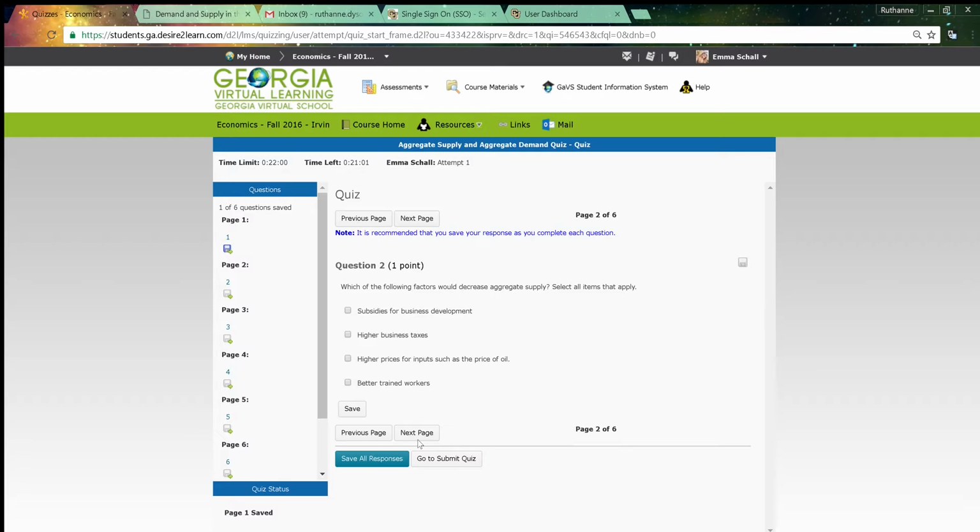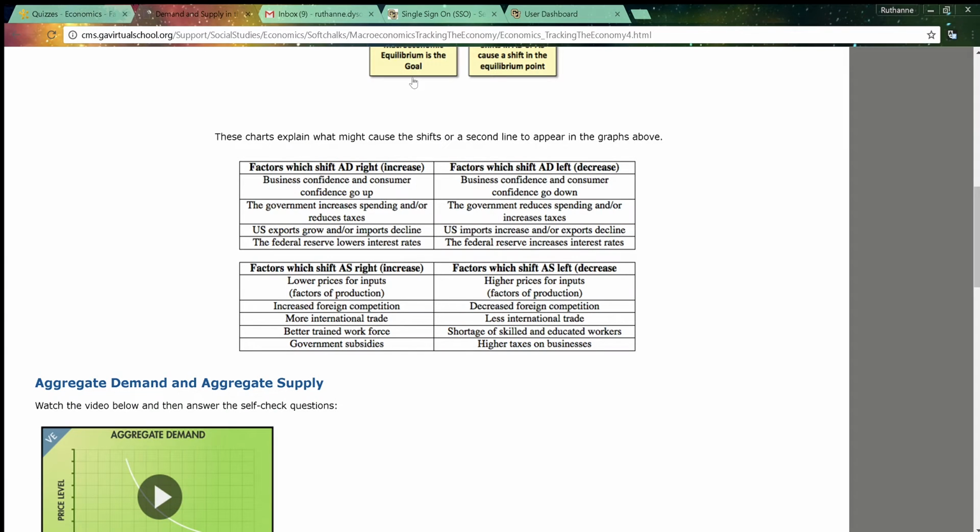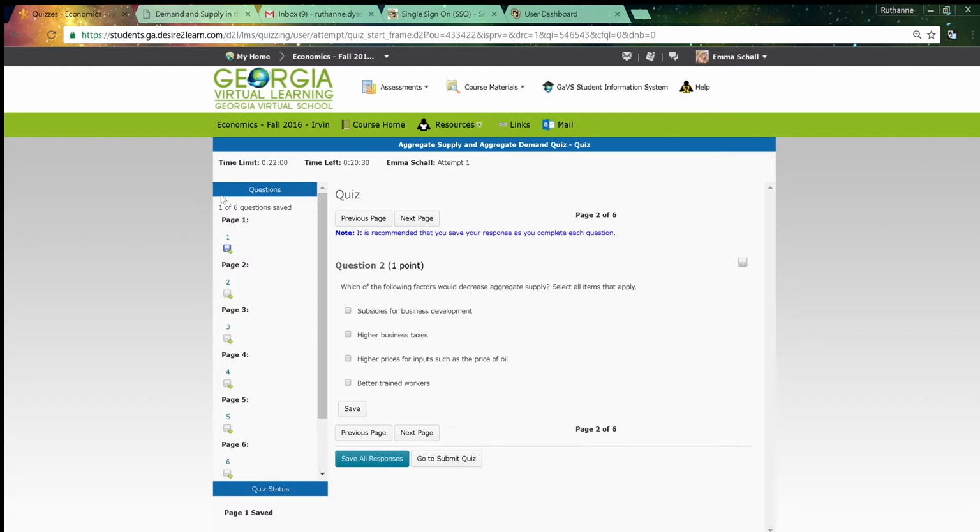Which of the following factors would decrease aggregate supply? Subsidies for business development, higher business taxes, higher prices for inputs such as the price of oil, better trained workers. So we're looking at what would decrease aggregate supply. So we can go here, we're going to look at decrease in aggregate supply: higher prices of inputs, decreased foreign competition and international trade, less skilled workers, and higher taxes. So we'll go back here. So that is an increase in supply, so that's incorrect.